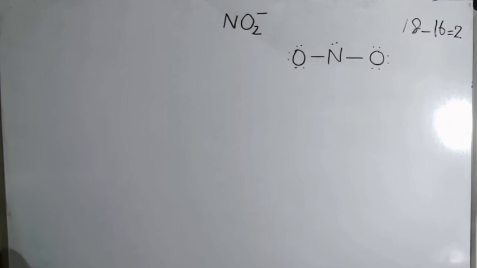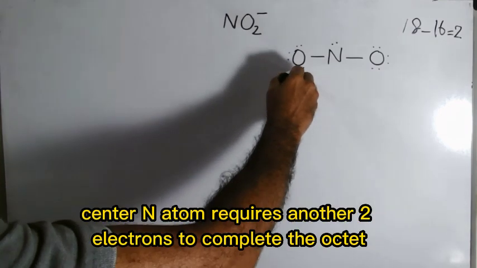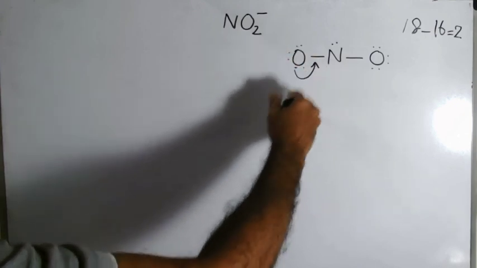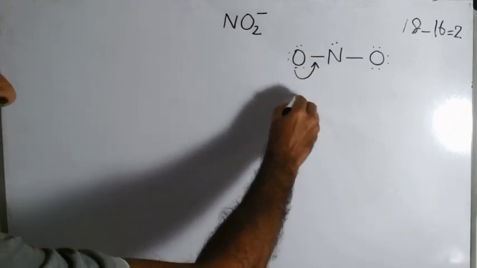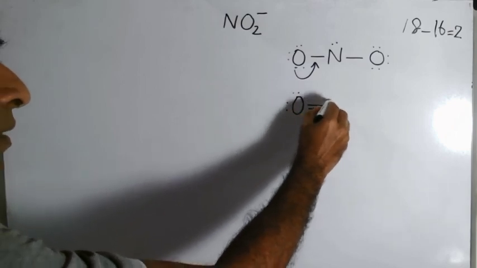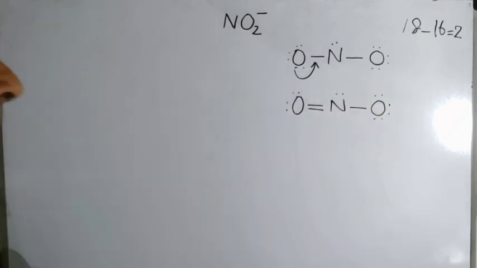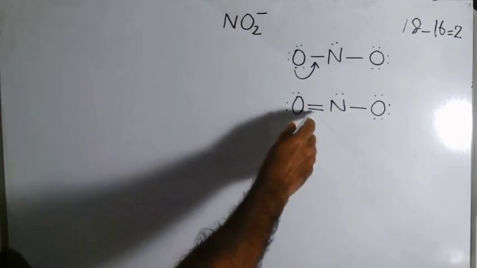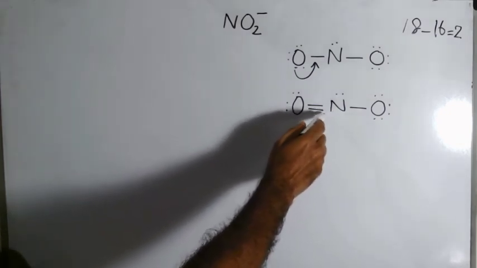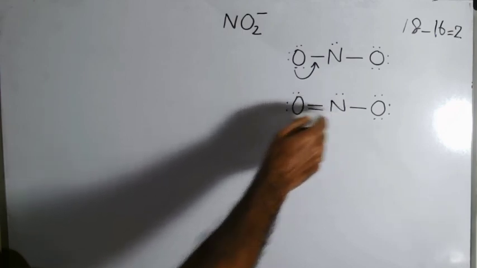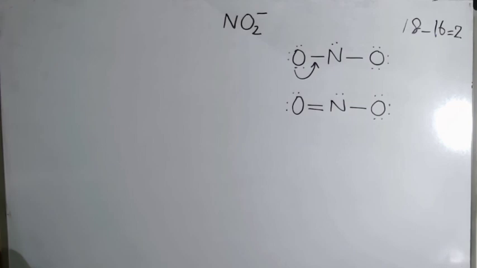So when we check the center nitrogen atom for the octet rule, it has 6 electrons so far. So it requires another 2 electrons. We can fulfill that requirement by taking 2 electrons from either oxygen atom. So it will result in a double bond and the other will remain as a single bond. Then we can see 4 electrons are available for nitrogen here: 4, 6 plus 2, 8.